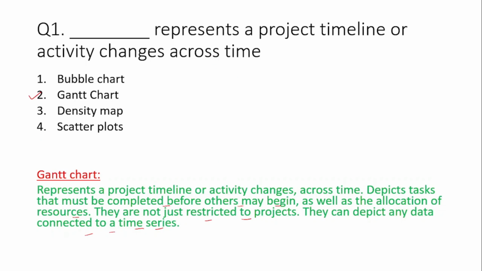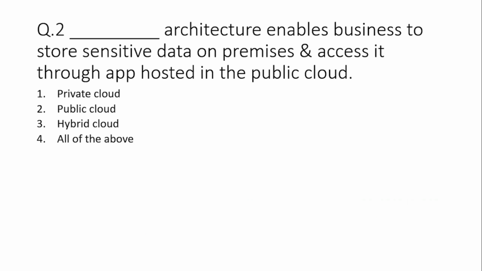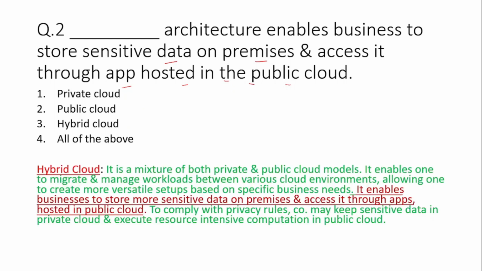Okay, let's move on to the next question. Dash architecture enables business to store sensitive data on premises and access it through app hosted in the public cloud. Fine. The options given are private cloud, public cloud, hybrid cloud, or all of the above. I hope you have guessed the answer. The correct answer should be hybrid cloud, right?